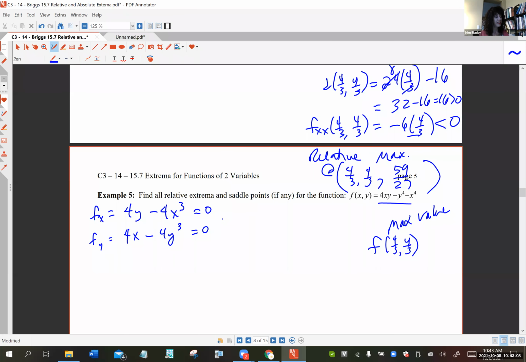So again, the substitution method is your best bet to solve this nonlinear system. And it doesn't matter which one of these that you decide to solve for. How about if we take this first equation and solve it for y? So add 4x cubed to both sides, divide both sides by 4, and I get that y is x cubed. So what does that mean?